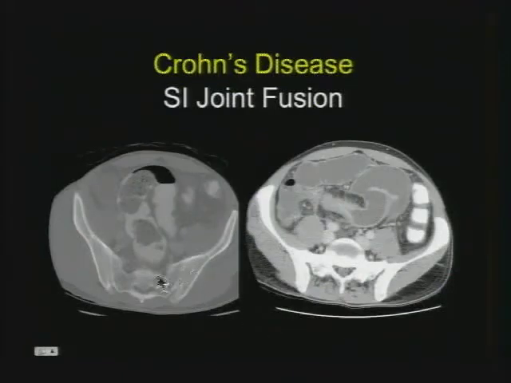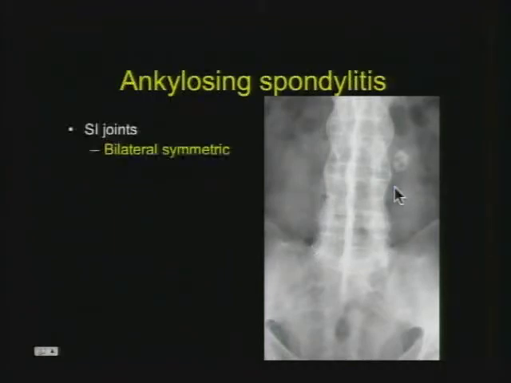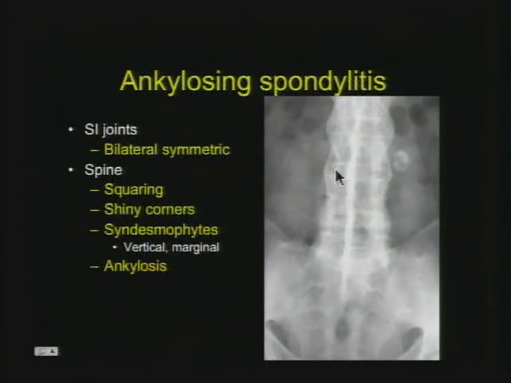Now let's say we see fusion here. What can help us? If we're looking at this case, we see that the bowel looks abnormal. Then we think of inflammatory bowel disease, and that's what this was. It was Crohn's disease. Now both IBD and ankylosing spondylitis look the same in the spine and the SI joints. They get these bilateral symmetric involvement of the joints. They get the syndesmophytes, which are vertical and marginal on both sides of the disc, and they can have squaring and shiny corners and fusion of lots of different things like this supraspinous ligament.